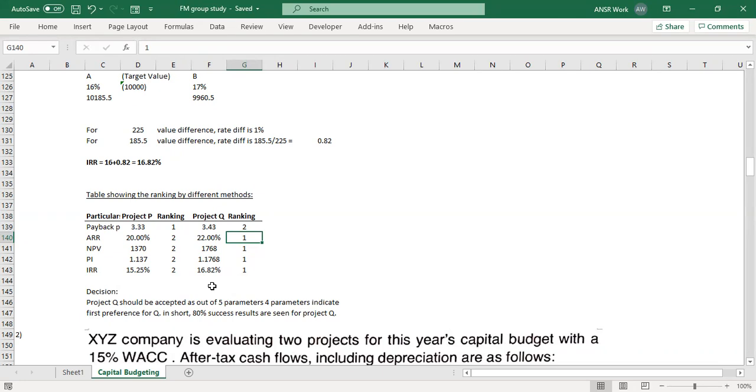Correct, because we are talking about the future value here. We are coming from future value to present value, so it will be discounted. Yes, that is correct. And ARR is completely different. That works on profit after tax, not on cash flow. Yes, that is correct.